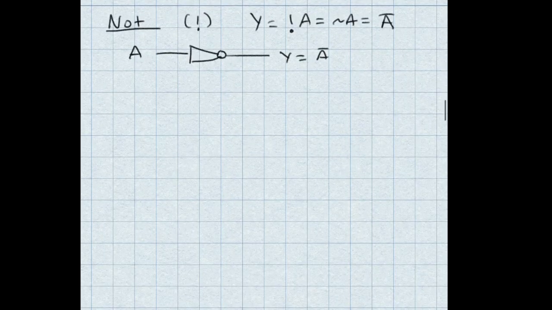Again, let's go back to the inverter. The logic table for this is fairly simple. So A is either 0 or 1, and Y is simply the opposite. Note that in writing, I usually put a bar over my A to represent not. In C++, you use an exclamation point to represent not.